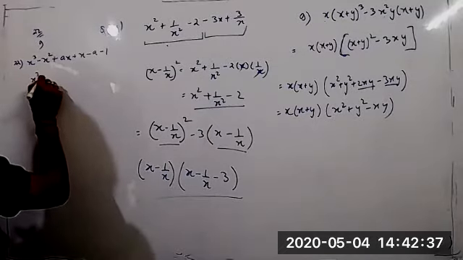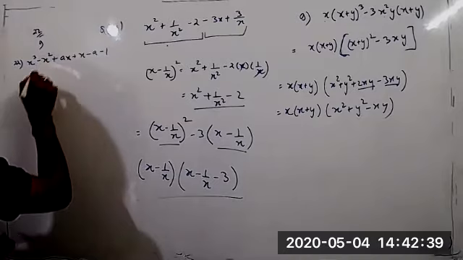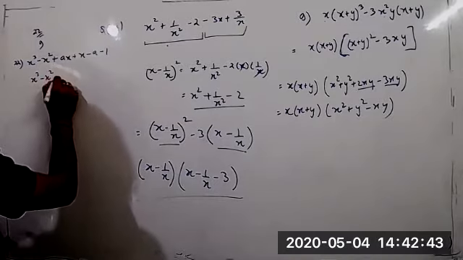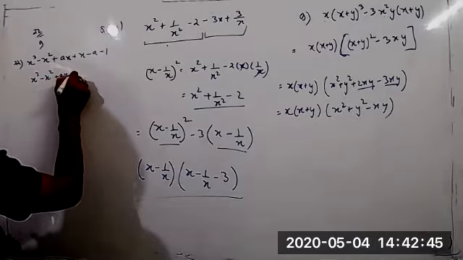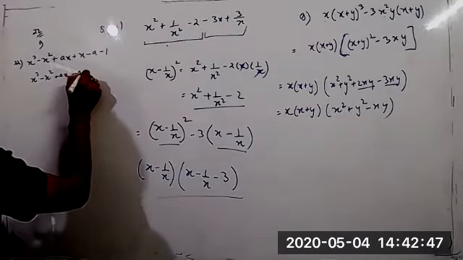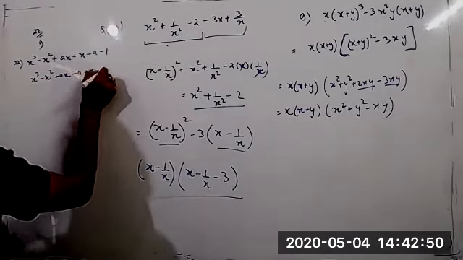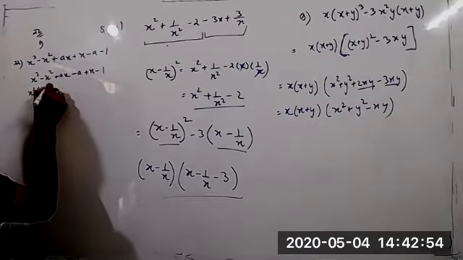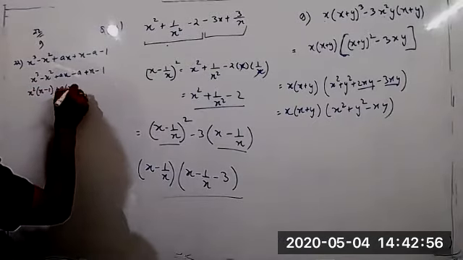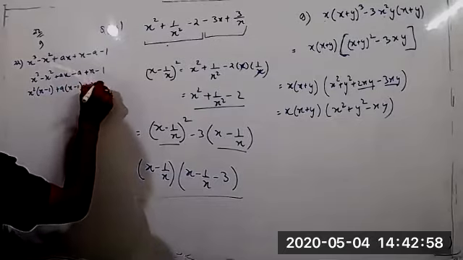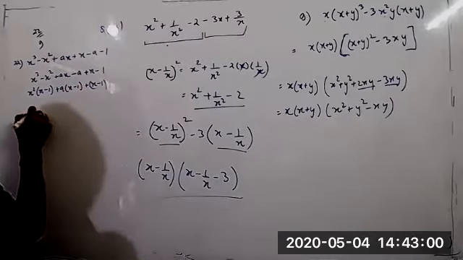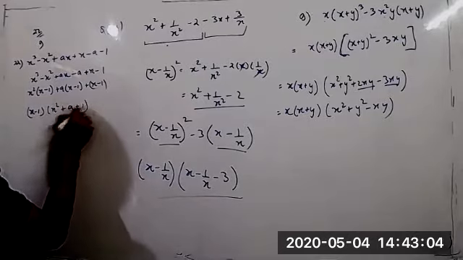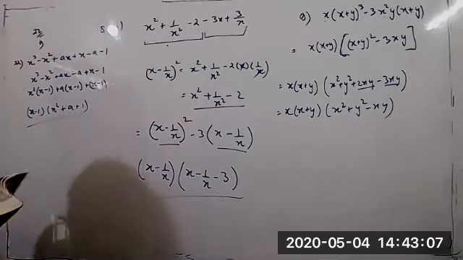x cube minus x square is already there. Then x square taken now. Plus ax minus a plus x minus 1. So x square into x minus 1, a into x minus 1, plus 1 into x minus 1. x minus 1 times x square plus a plus 1. Noted.